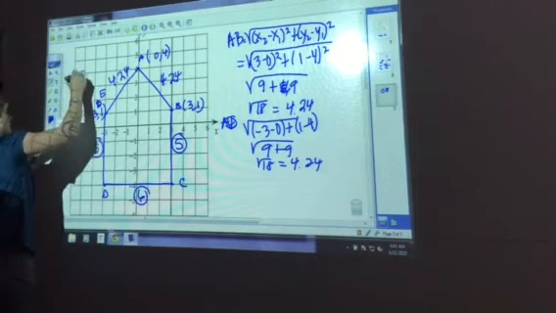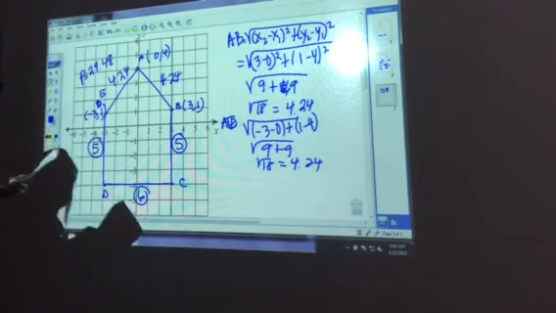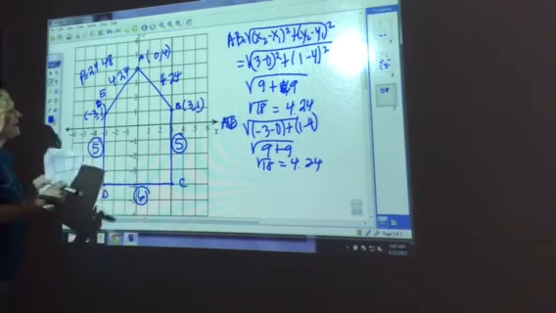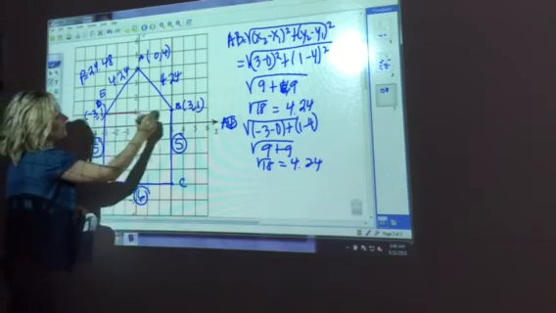Okay, so when we add up all of those together, 4.24 plus 4.24 plus 5 plus 6 plus 5, our perimeter is equal to 24.48.